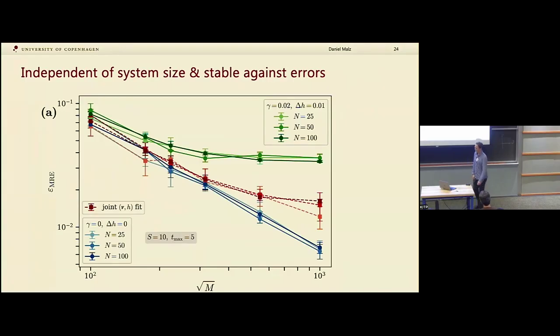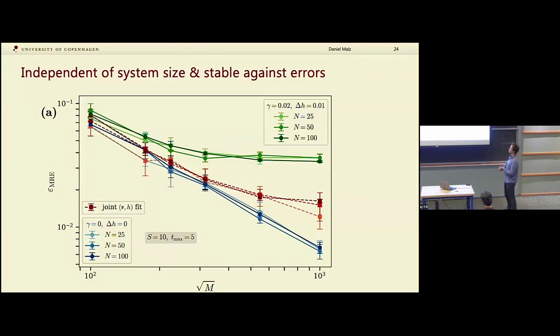We now ask, as a function of the number of snapshots, how does our reconstruction error decrease? And I think the main takeaway is, first, it's essentially independent of system size. This is very nice because I guess the reconstruction is essentially local. The second is if we introduce errors, for example in the green curve we added an error in the hopping, so you're not sure exactly what the hopping is.